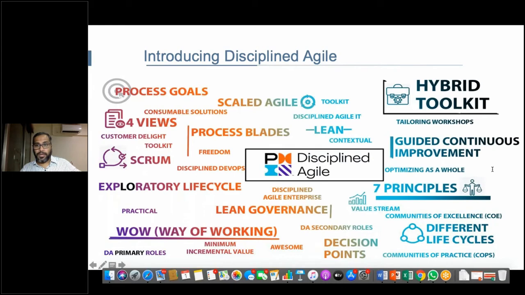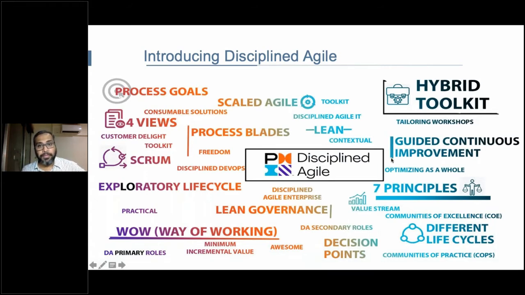Okay, there is one question Rahul has asked. Since DA draws from various methodologies, does one need to know all these methodologies well in detail before one can use the DA toolkit effectively? A good question, Rahul, and glad that you asked. I have the last 15 minutes for question and answer, but interrupt me anytime during the talk.